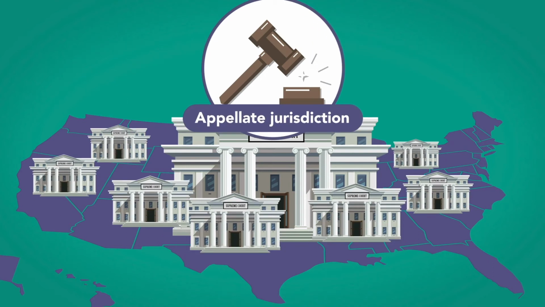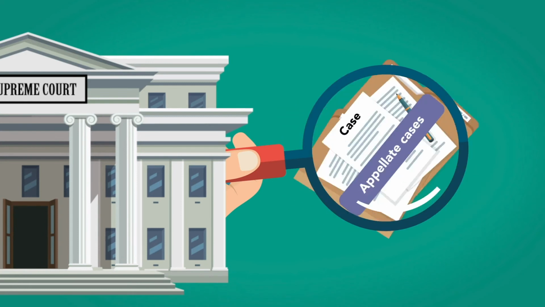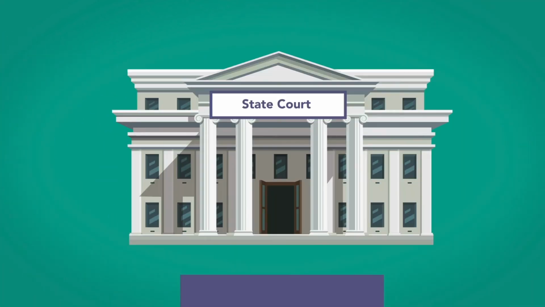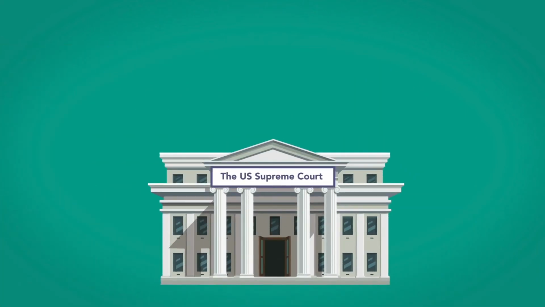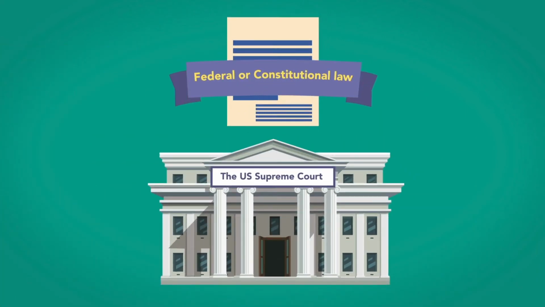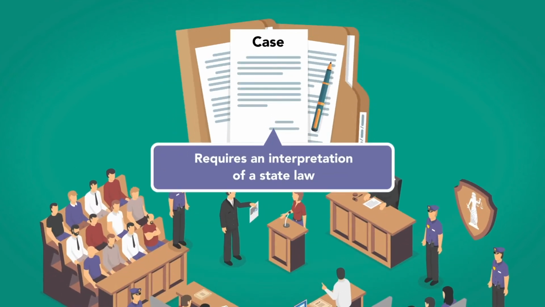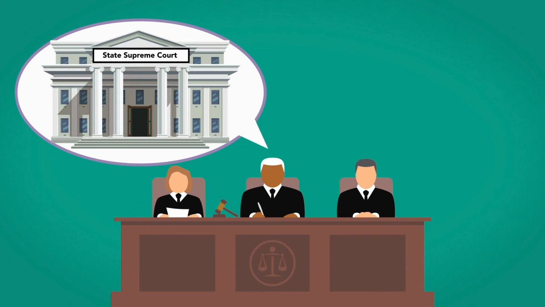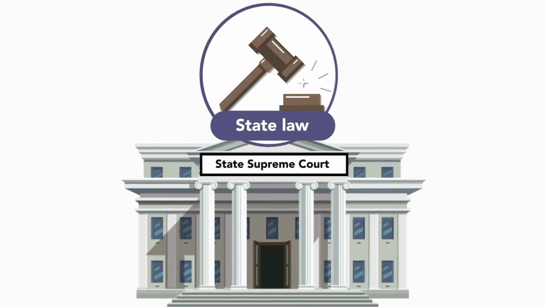As the court of last resort, the U.S. Supreme Court can only hear appellate cases from either federal appellate courts or the highest available state courts. If the appeal comes from a state court, the U.S. Supreme Court may only rule on the basis of federal or constitutional law. If a case requires an interpretation of a state law, the Supreme Court can certify a question to a state Supreme Court, asking it to advise on the relevant matter of state law.